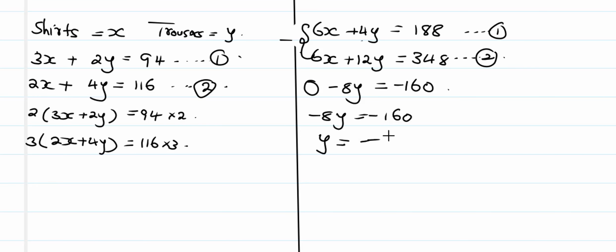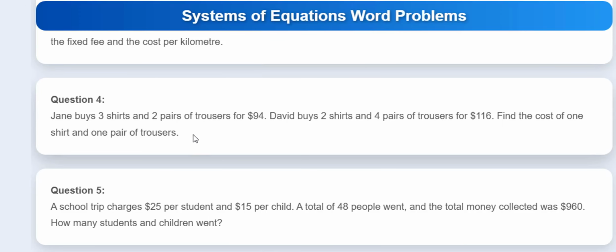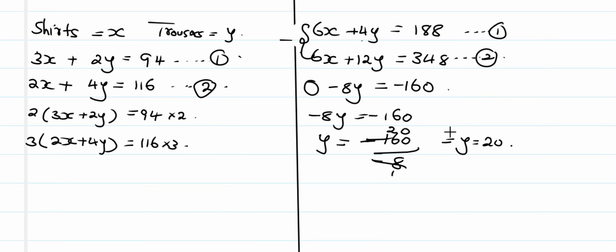So y equals negative 160 divided by negative 8, which is 20. So y now becomes 20. The question was, find the cost of one shirt and one pair of trousers. So here, first of all, we know y is 20. What is x? Let's see what is x.